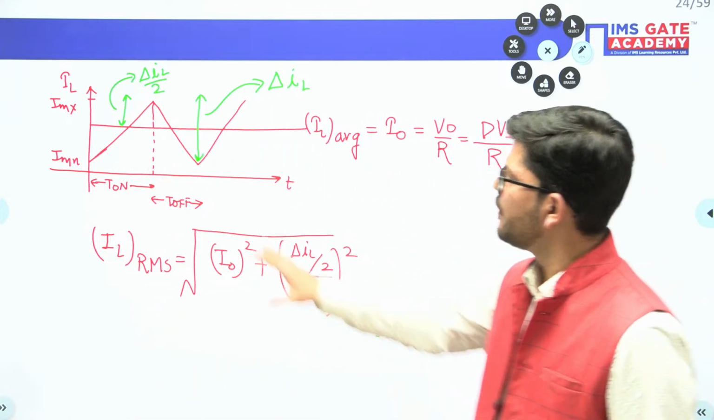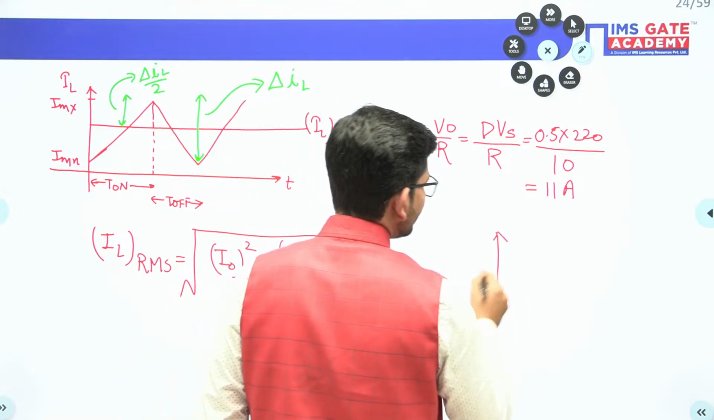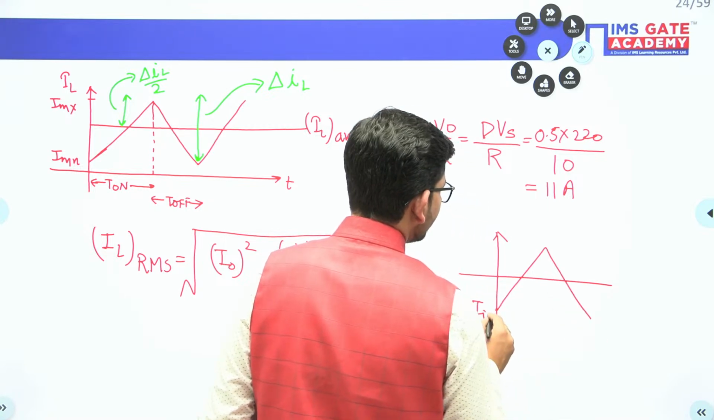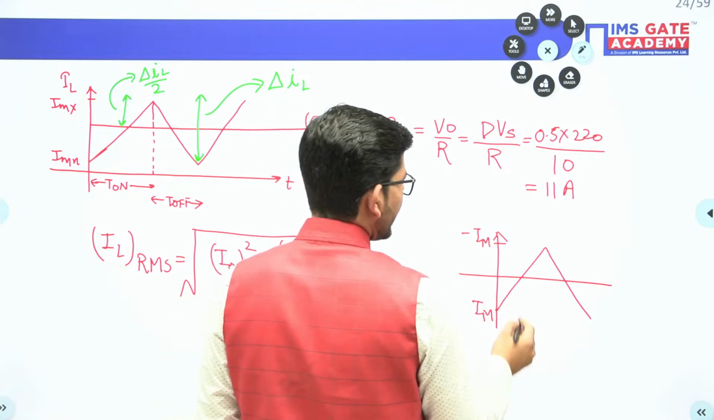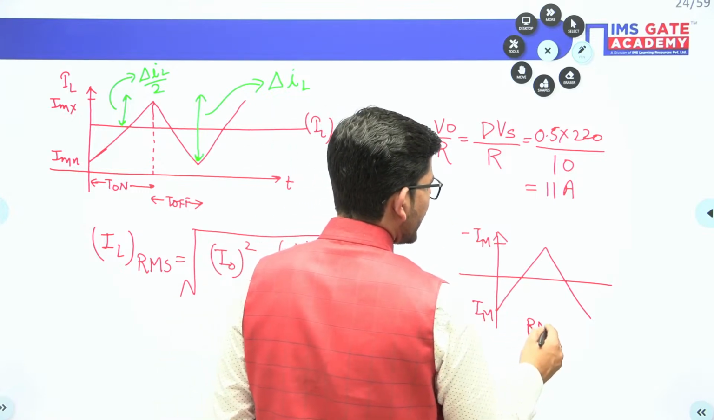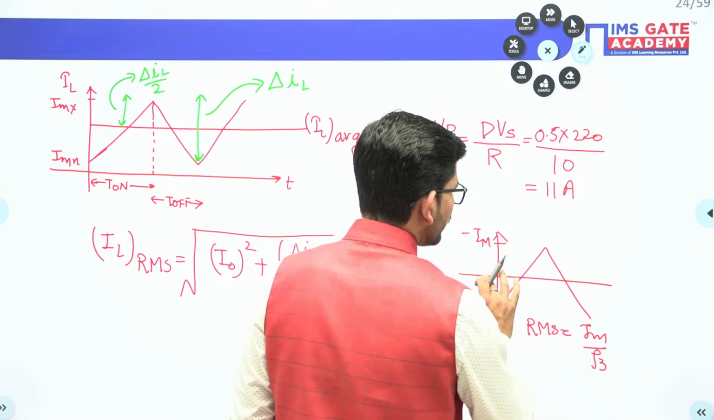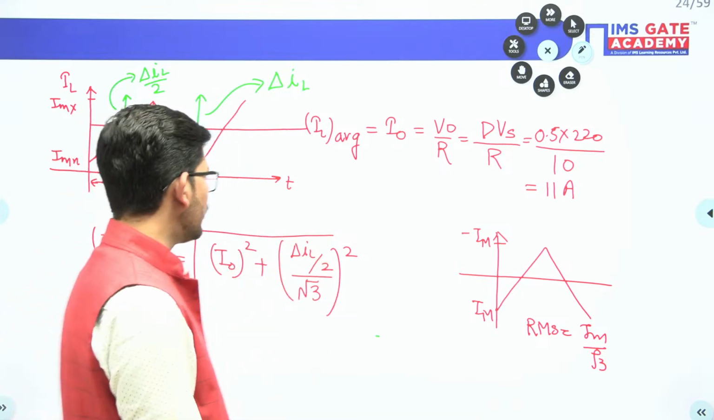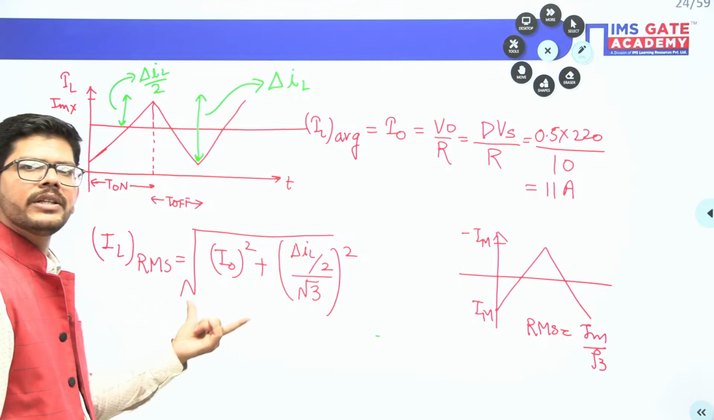If this would have been a perfect triangular wave like this, where this is its maximum or minimum value, the RMS value will simply be Im by root 3, because here the average value is 0. But it is a shifted wave. So how do you calculate this particular thing? You will calculate it by using this formula, okay.